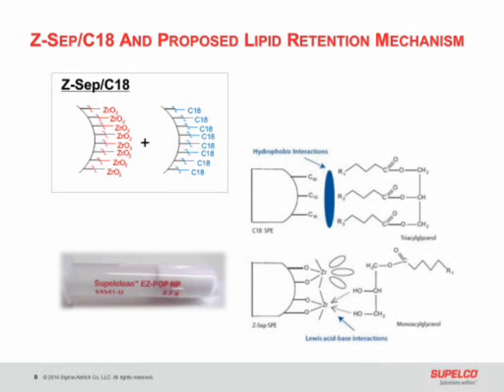Now, the retention mechanism, we believe, is as follows. First of all, the C18 retains fats through hydrophobic interactions of the carbon chains, and Z-Sep retains the fats via Lewis acid-Lewis base interaction with the zirconia and the hydroxyl groups of the glycerols.